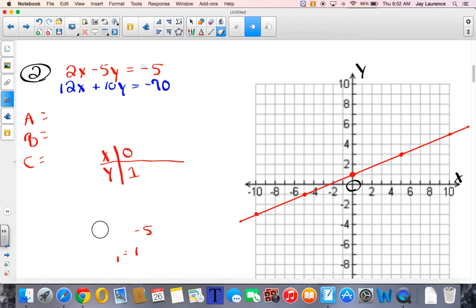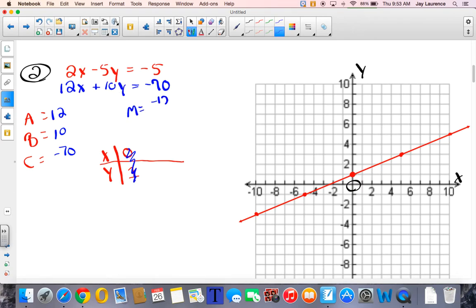Don't you ever erase your work. I'm just doing it for space here on the airliner. So my blue one, A, B, C are 12, 10, negative 70. All right. Let's see here. My slope is going to be negative 12 over 10, which simplifies down to negative 6/5.